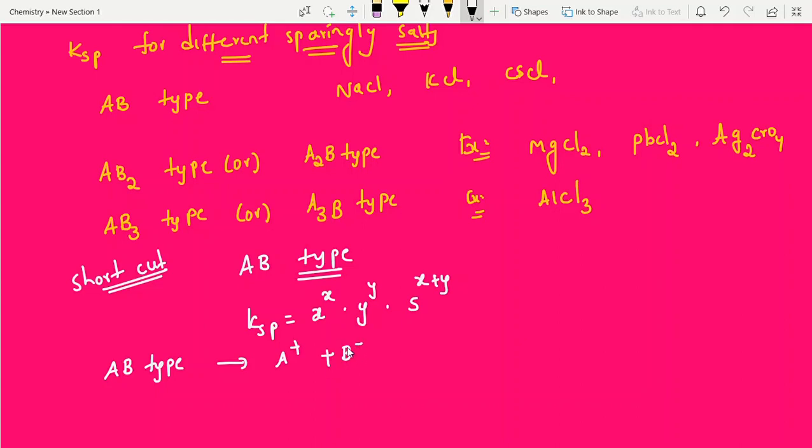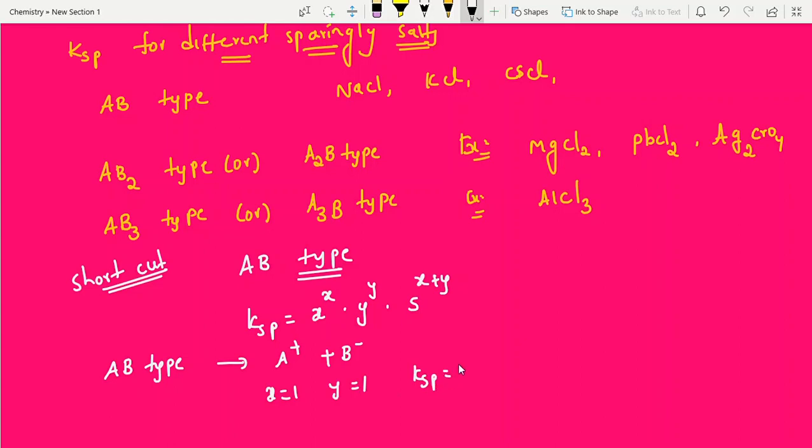Once dissolved in the water, once dissolved in the solvent, definitely it can dissociate into A plus B minus. Yes. How many moles here? Here only 1. So there is no number means 1. Then x equal to 1. Here there is no number means 1. X 1, Y 1. You can substitute now.